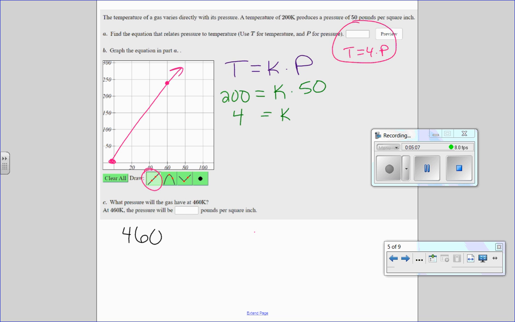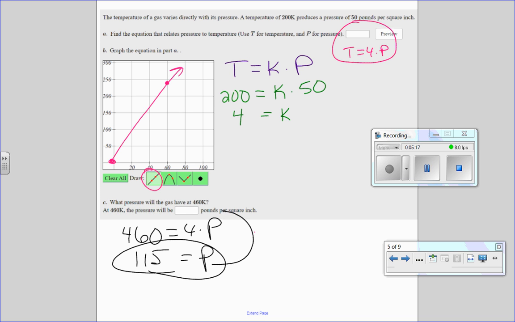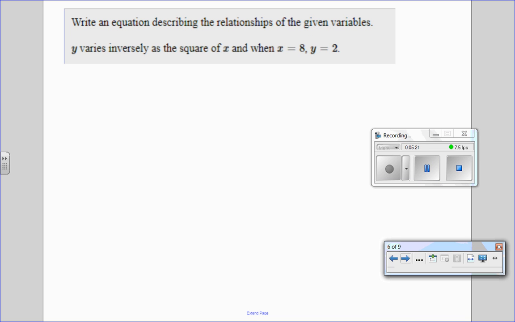So 460 is going in for temperature, and I have to divide by 4 to get the pressure. 115. That would go in this box. Okay, this one's pretty easy. Again, I think a lot of you are just confused at what answer do you put in the box.